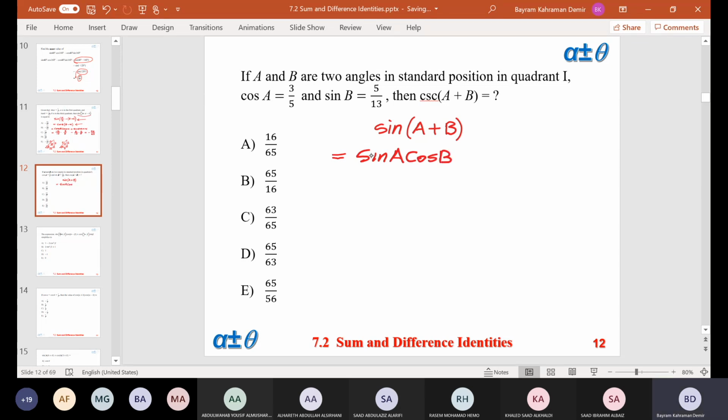Sine A cosine B plus cosine A sine B. Yes. Please just use the triangle technique, just as we did before, and then find sine A, cosine B, cosine A, sine B, and then calculate your answer.